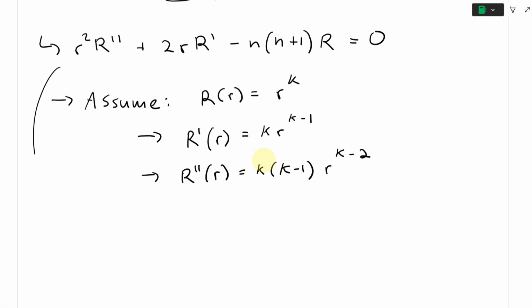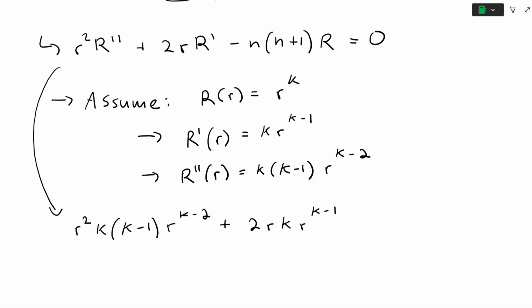So now we can combine these all together. We're going to get r squared times this whole setup there. That's going to be k times k minus 1, and then this is going to be r to the power of k minus 2, like that. And then plus the next one, 2r, and then r prime is going to be k times r to the power of k minus 1, like that. And lastly, we're going to get negative n times n plus 1 times r, which is just going to be r to the power of k. And this whole thing equals 0.